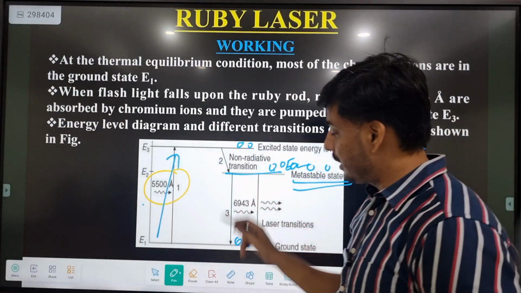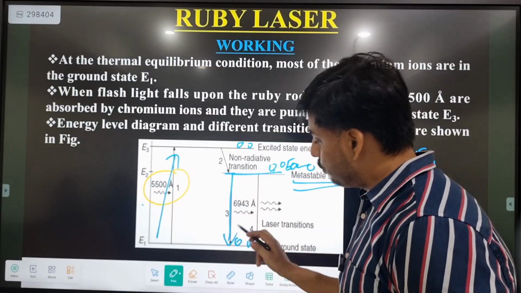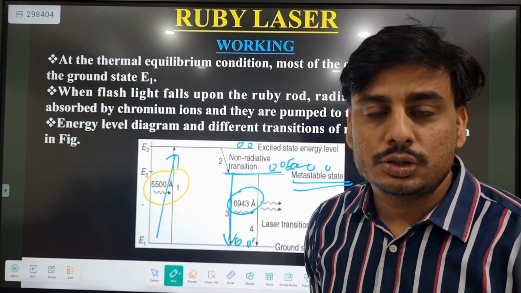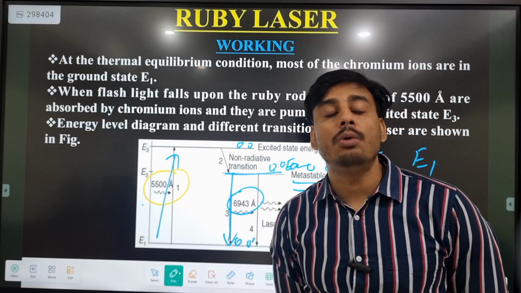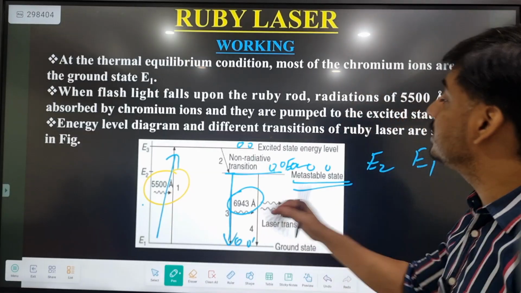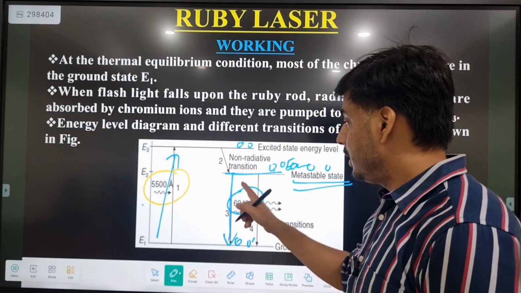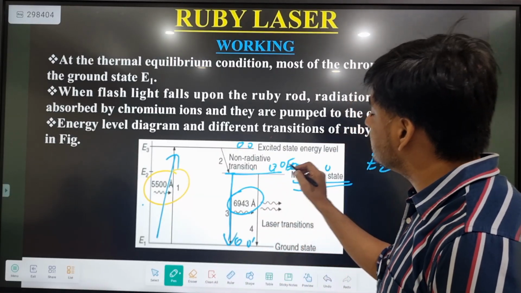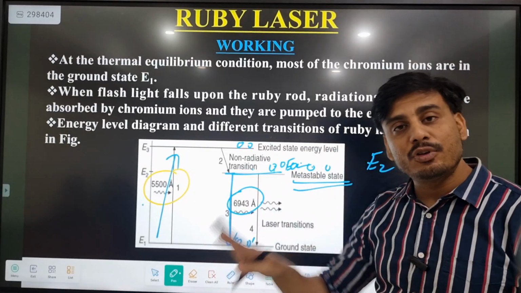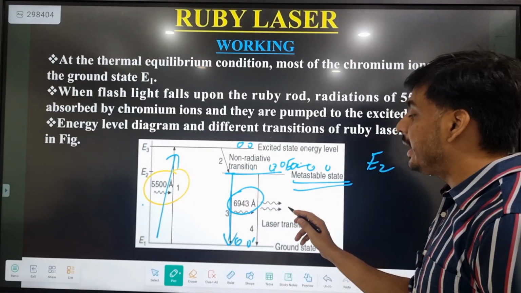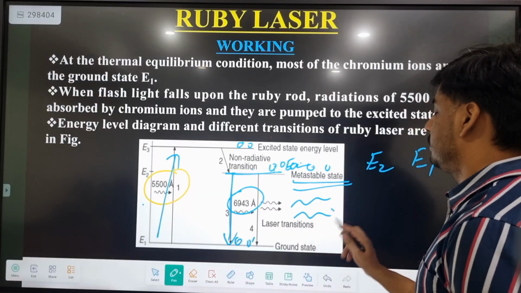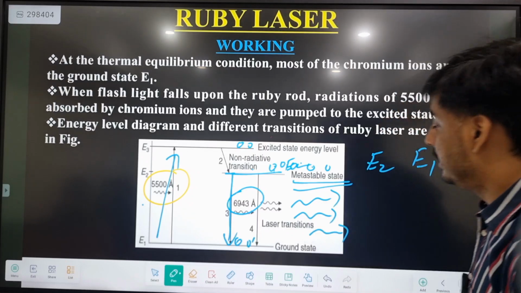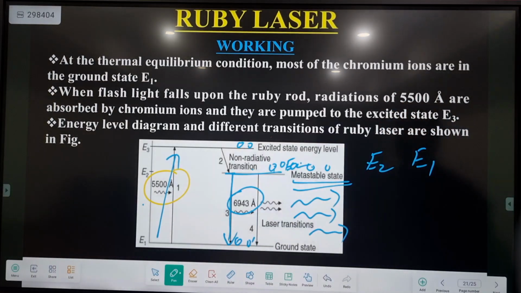When population inversion takes place, one particle jumps from E2 to E1 by releasing 6943 angstrom of energy. This is the wavelength corresponding to E2 and E1, 6943 angstrom. This energy is spontaneous emission, not stimulated. But this energy stimulates other particles present in E2 to release the same amount of energy. As a result, when the intensity increases, we get laser. We get highly intense light whose wavelength is 6943 angstrom. This is known as the laser action of the ruby laser.